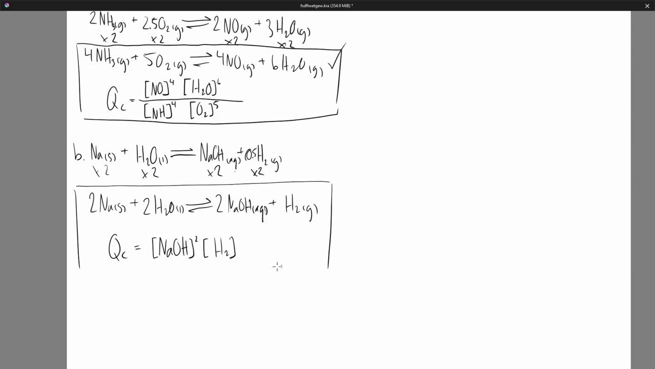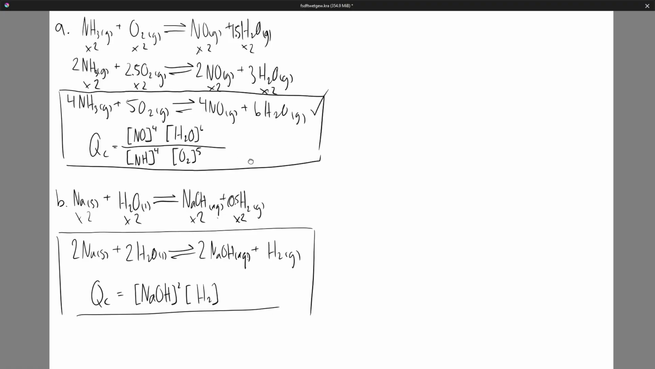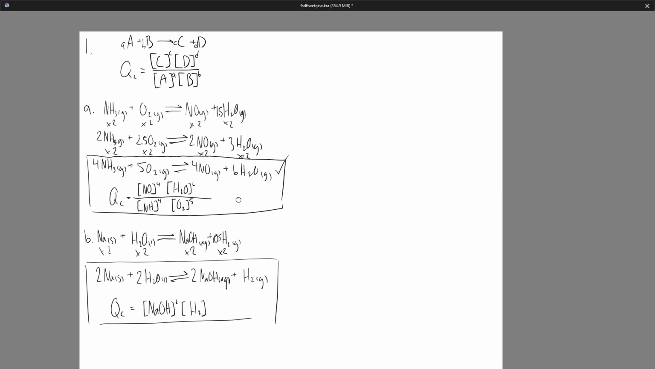That'll be it for this problem. So it's pretty straightforward. Just keep in mind that you only count aqueous and gaseous species, not solid or liquid. That should be the first problem.